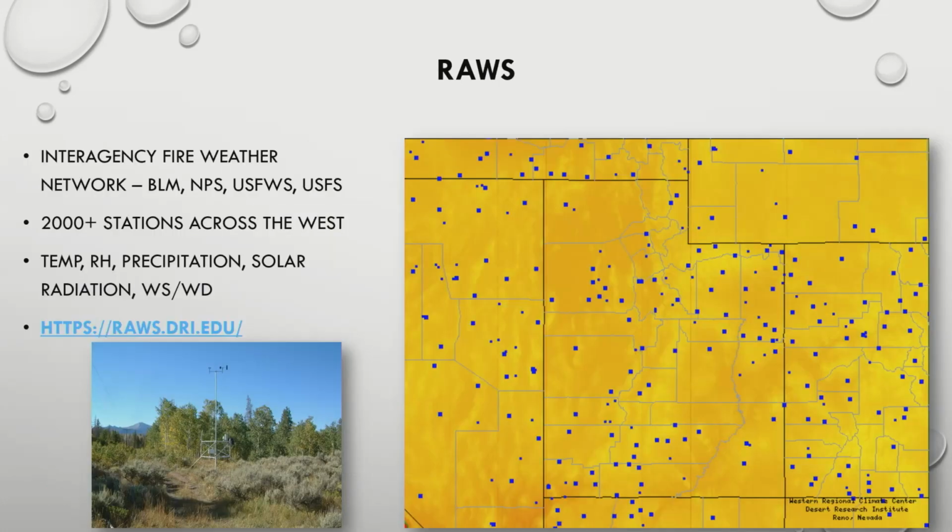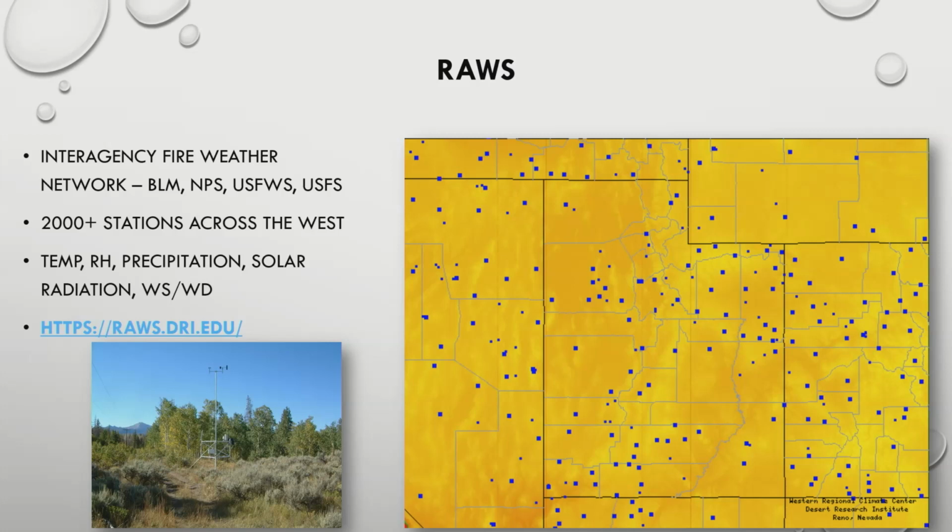Some other data that we use, I don't know if you're familiar with the RAWS network. That is the interagency fire weather network that's used by the BLM, National Park Service, U.S. Fish and Wildlife Service. And that probably has the best spatial coverage of meteorological stations in the western U.S. The network started in the 1980s. And it's now almost long enough that we're able to develop some climatologies from those stations.